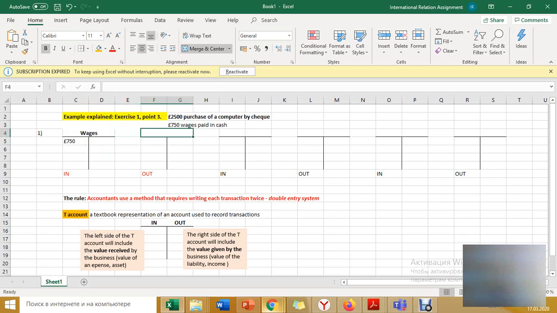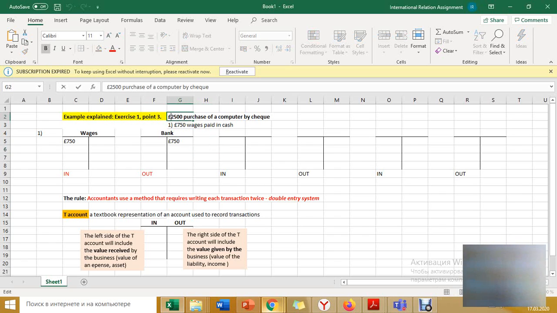Now, we said that the wages were paid in cash. So from your bank account, you have taken £750, right? So basically, you're going to have value received. It's an expense. Value received is £750. Value given by the bank is £750. That's exercise number 1.